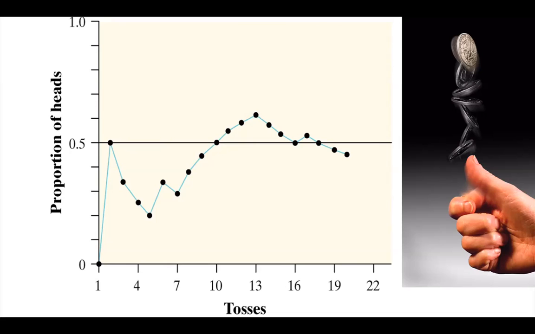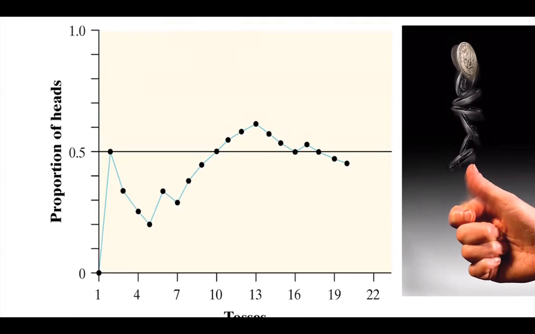So one person on the first toss got no heads. Second toss, they got a heads. And then, so what are you seeing with these dots? So, it's not a perfect pattern. So if it's not a perfect pattern, what can we say about it?